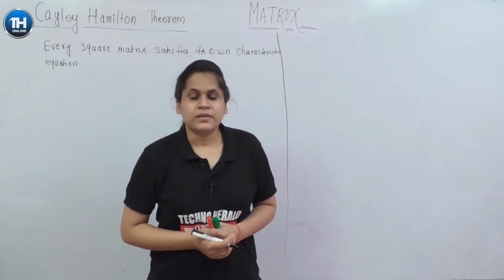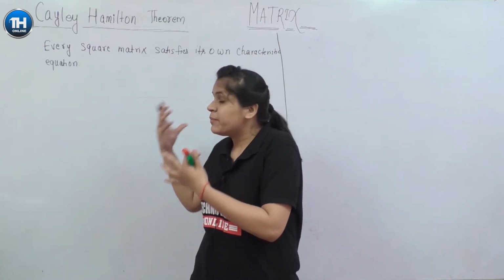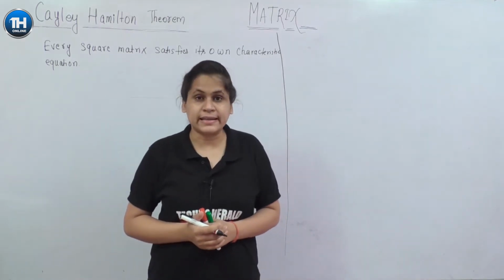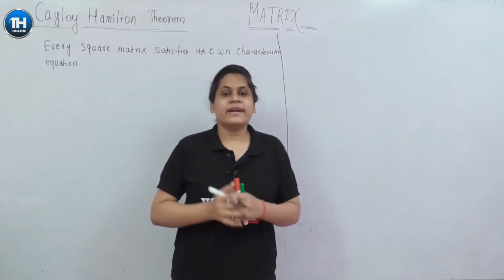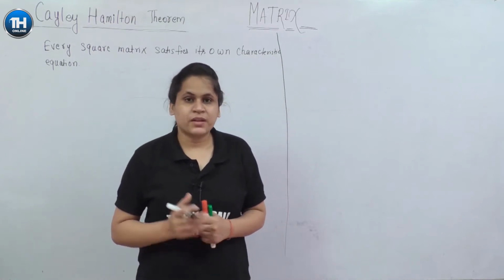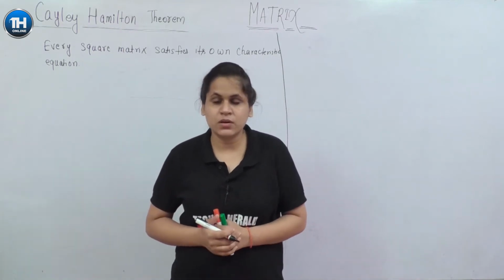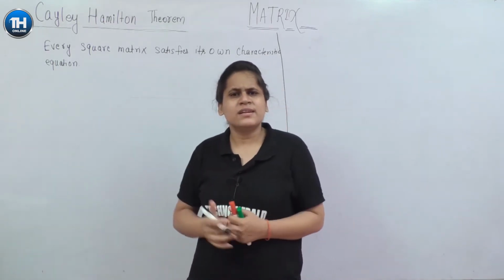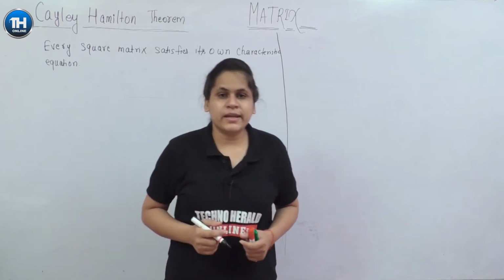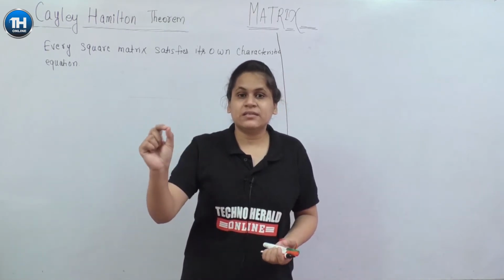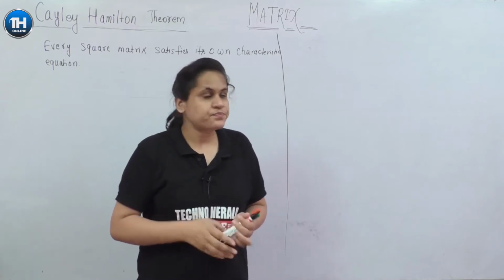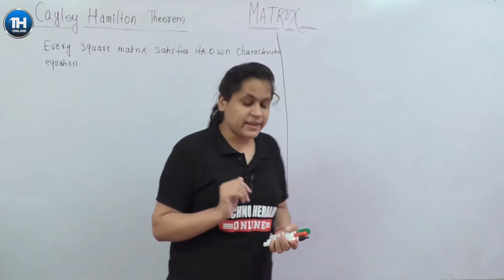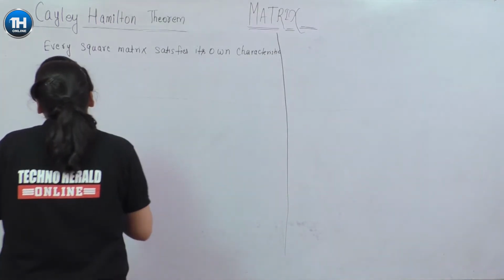Now what does that mean? What do we mean when we say that every square matrix satisfies its own characteristic equation? You already know what the characteristic equation is: determinant of A minus lambda I is equal to 0. Now what does it mean that the matrix also satisfies its characteristic equation? Let us see by taking one example. I will tell you in each step how this theorem is useful. You will see that this theorem is very useful in solving problems and understanding the matrices.